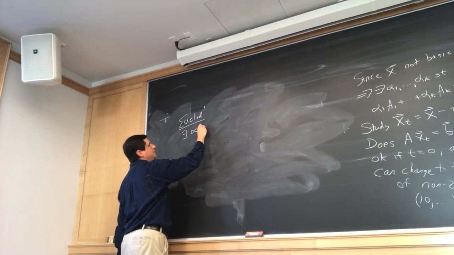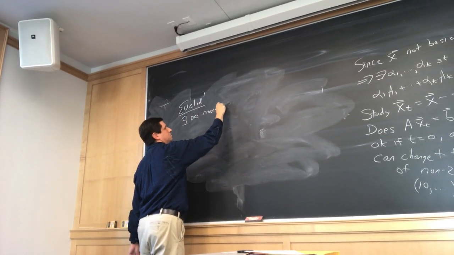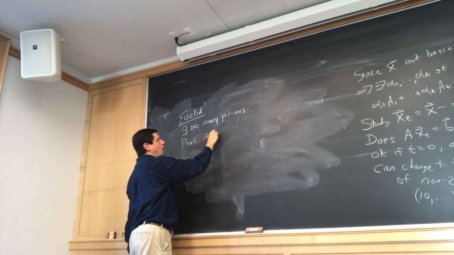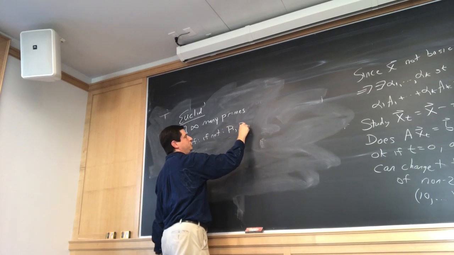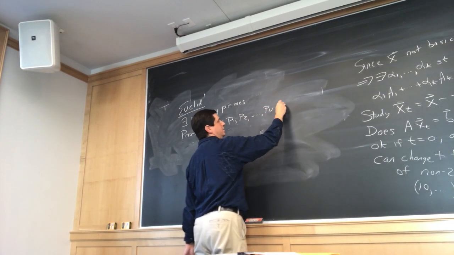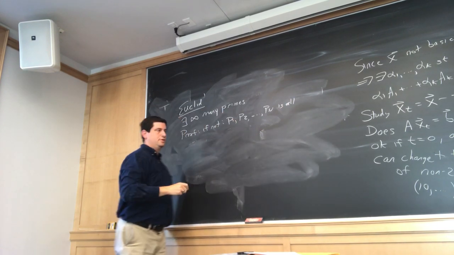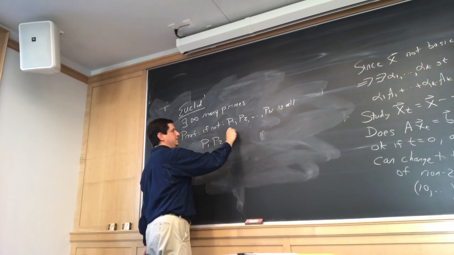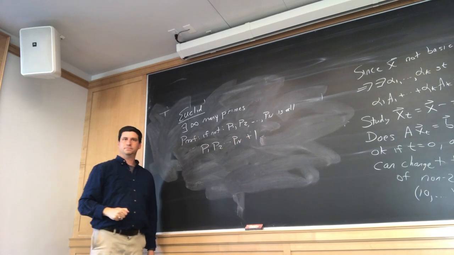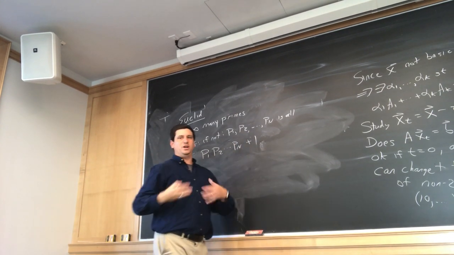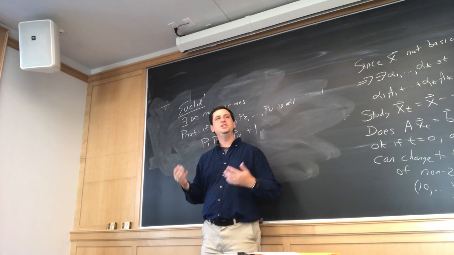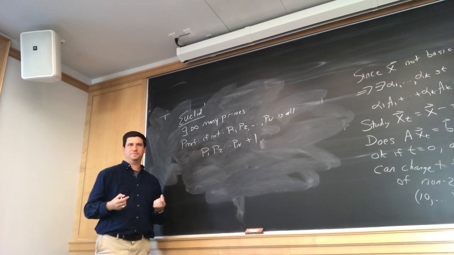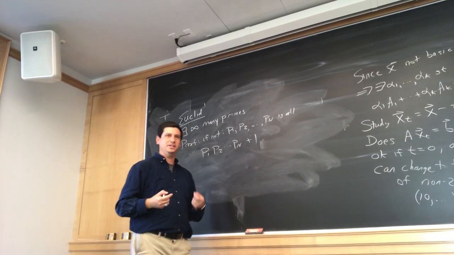There exist infinitely many primes. Proof. If not, P1, P2, ..., Pn is all. That's all the primes. So consider P1 times P2 times ... Pn plus 1. So, well, you should know what a prime is just to make sure. Primes are numbers that are divisible by precisely 2 distinct numbers: themselves and 1. Composites are divisible by at least 2 primes.